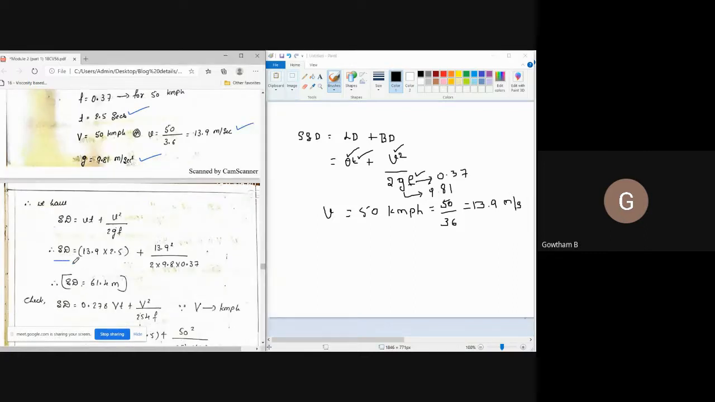Stopping distance is equal to 13.9 into 2.5, where 13.9 is the V value and T is the time we assumed, plus V square, that is 13.9 square, divided by 2G into F, 2 into 9.81 into 0.37. Therefore, the safe stopping sight distance for a speed of 50 kmph will be 61.4 meters. And this is how you have to solve the problem on stopping sight distance if all data are available.